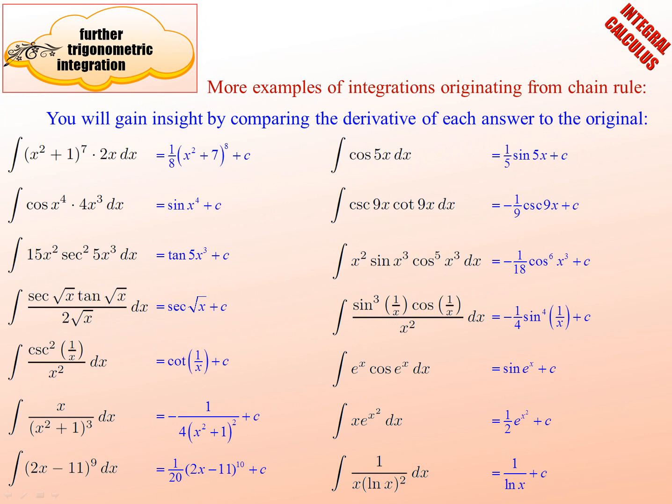Here's some more integrations originating from chain rule. What I suggest you do is try finding the derivative of each of these, or you could try integrating each of these separately, but try otherwise, because these are the answers, differentiating each of these to see if you get the original. And that'll give you some insight into the differentiation by inspection of the results of chain rule, because that's a result of chain rule. If we differentiate that, we use chain rule.